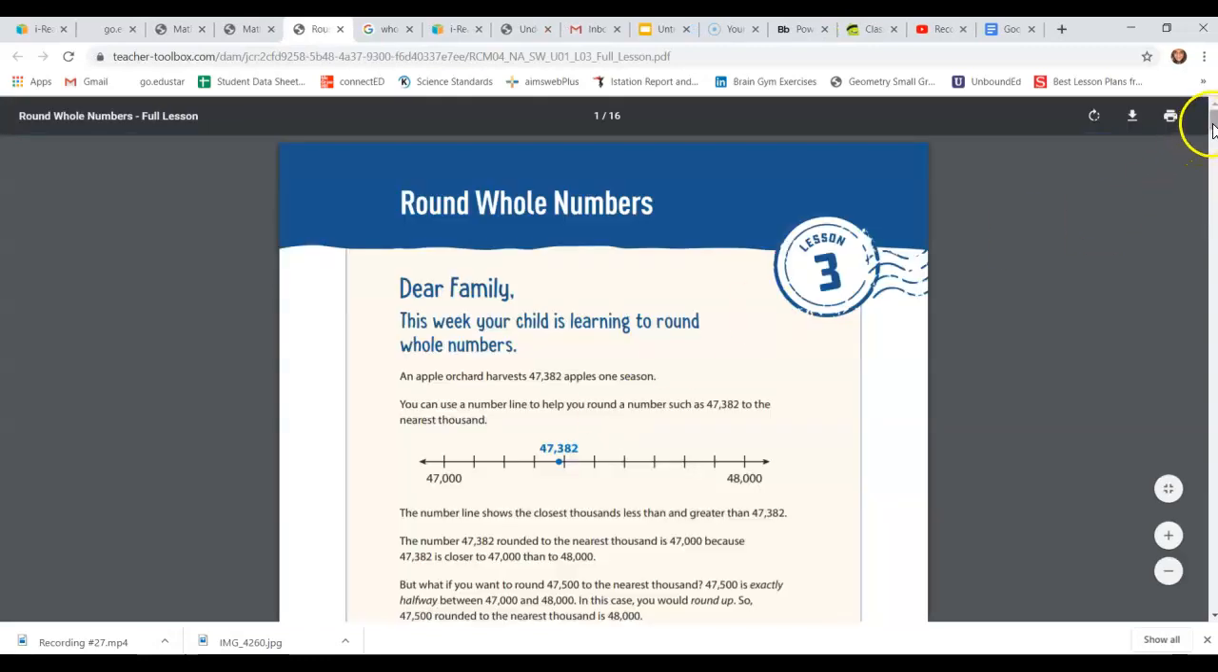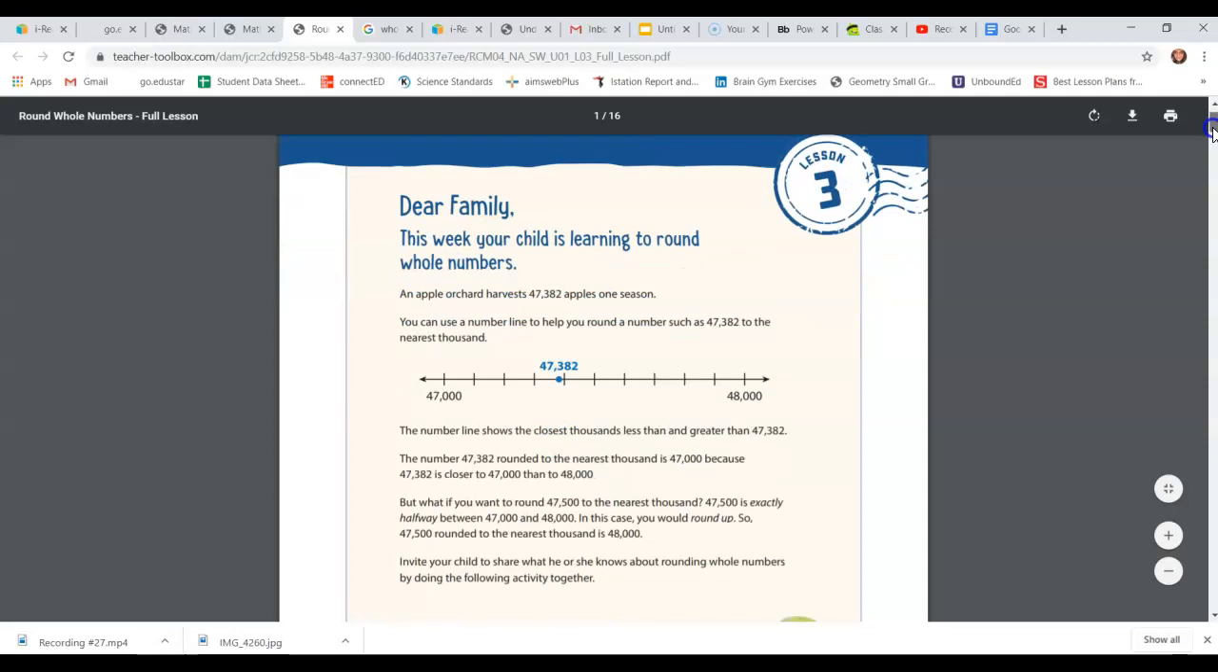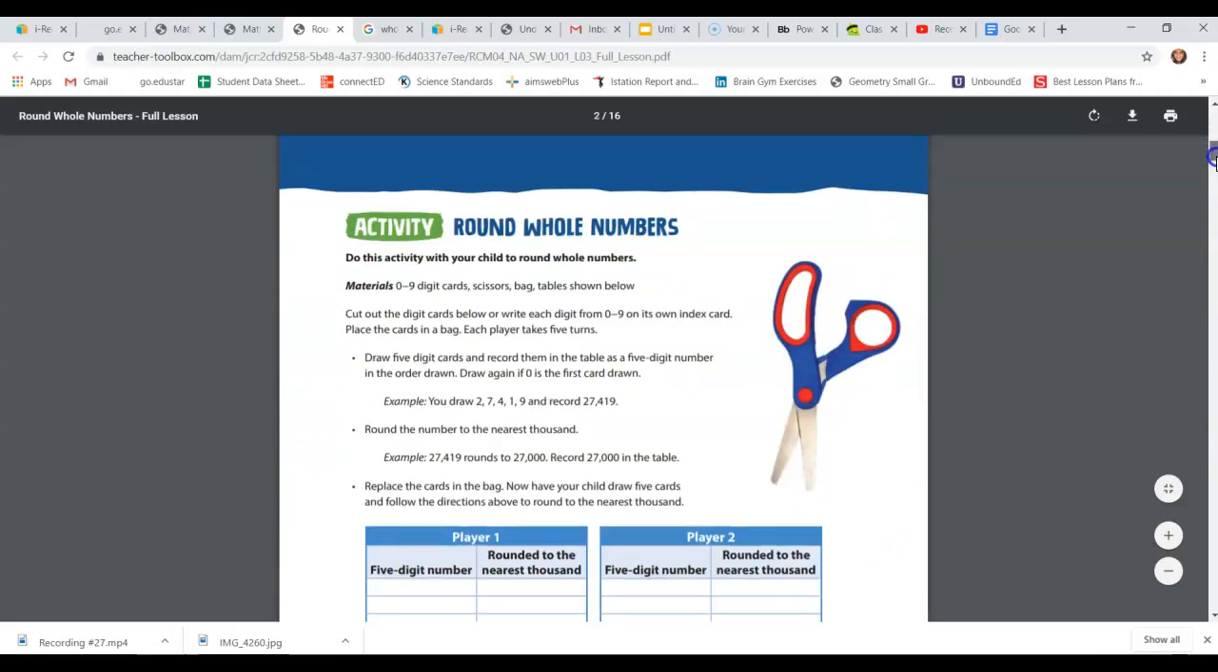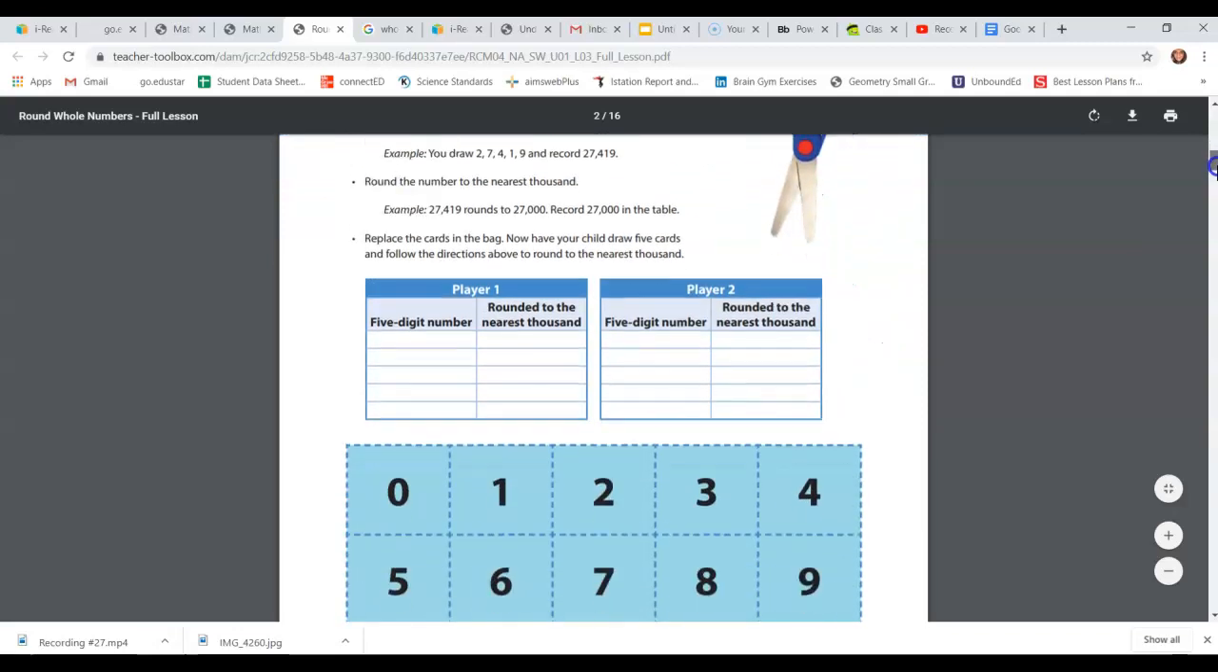There's a family letter that goes out at the beginning of each lesson that talks about how you can help your child and what they're learning to do in class. And then it gives you an activity that they can do with their student at home to help the child.